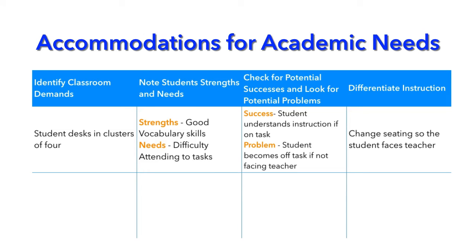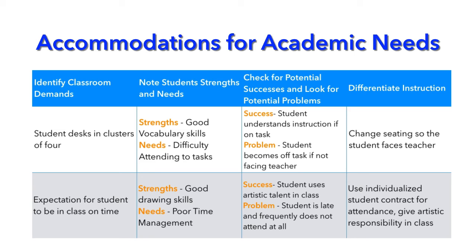For example, the classroom demand is that students are seated in clusters of 4. I'm not sure if that means they're facing each other or 4 desks facing forward, but at any rate, they are in clusters of 4. The students' strengths are they have good vocabulary skills, but they do have difficulty staying on task and attending to those tasks. Potential successes and potential problems. Well, they understand the instruction if they're on task, but they become off task if they're not facing the teacher. So the simple differentiation in this case, change the seating so the student faces the teacher. This is a simple classroom management thing that's easy to do.